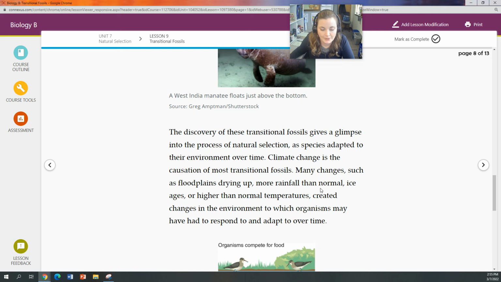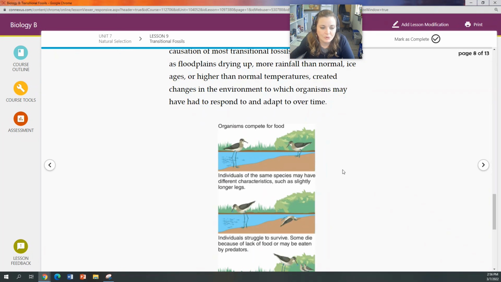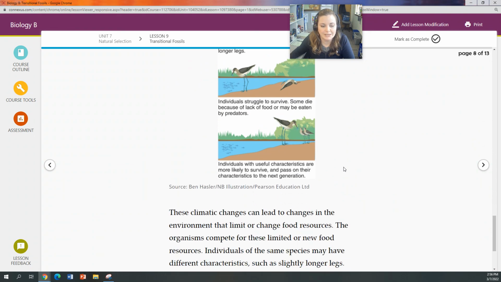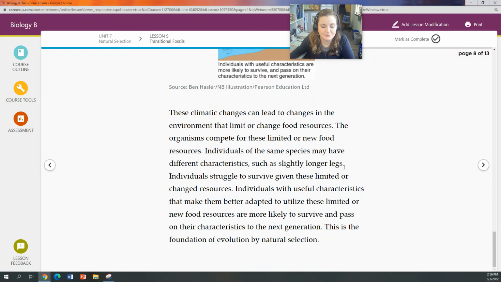Maybe the floodplains dry up and an animal that normally lived in the shallow waters is forced out of the water. Or maybe there's more rainfall than normal and animals that normally lived on dry land are forced to retreat to the seas. There are so many different variations of this, but climate plays a huge role in the change of the environment, which is what animals have to adapt to in order to survive. And we do all know that survival is key. And having the correct adaptations to survive is really what natural selection is all about.